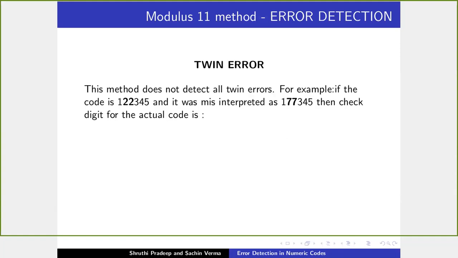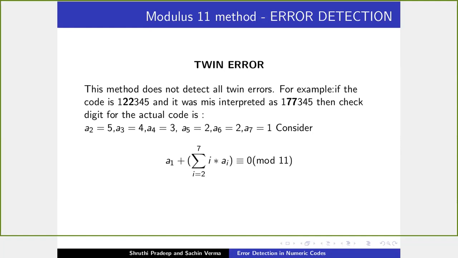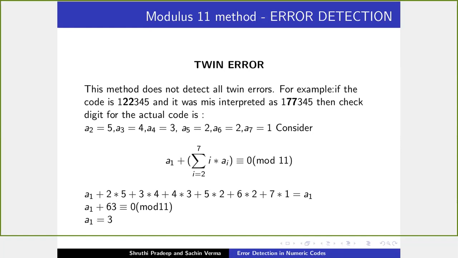Next, it doesn't detect twin error. There's an example for twin error. For example, 1, 2, 2, 3, 4, 5 was misinterpreted as 1, 7, 7, 3, 4, 5. Then the check digit for the actual code, you can just calculate this and you get it as 3, because 63 plus 3 is 66. I've just worked it here.